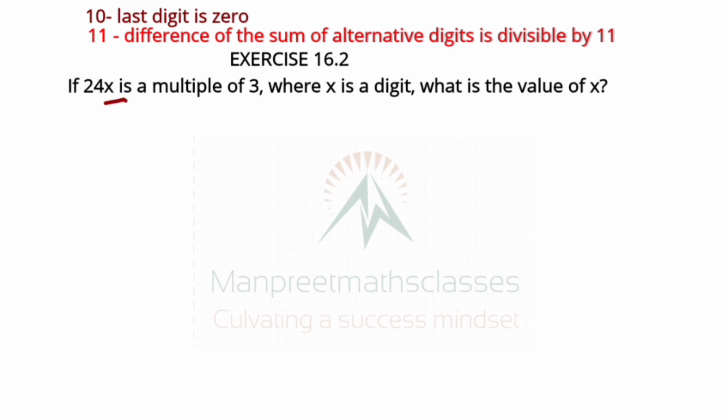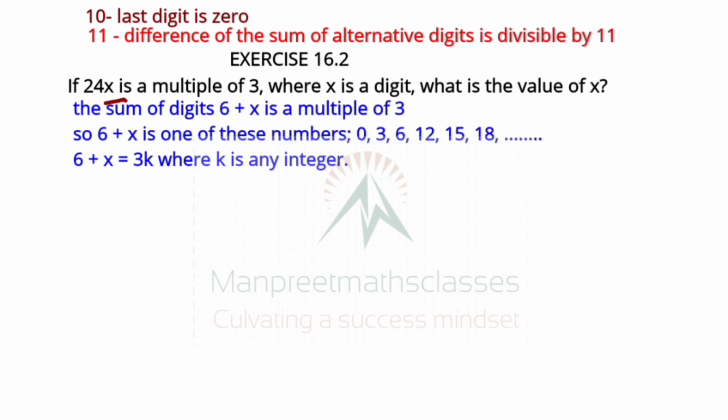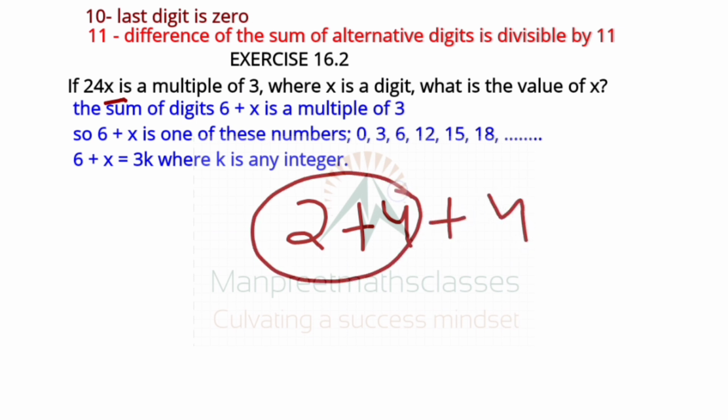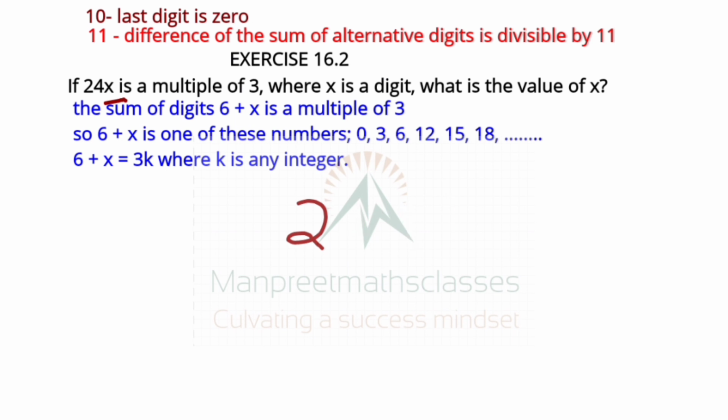So the same thing we will do. First we will write down the divisibility rule of 3. 6 plus x is a multiple of 3. How 6 plus x? Our number was 24x. So 2 plus 4 plus x gives you 2 plus 4, 6, and plus x. I hope this is clear. Plus x can be any multiple of 3. So the multiples I have written here: 0, 3, 6, 9, 12, 15, 18 and so on.